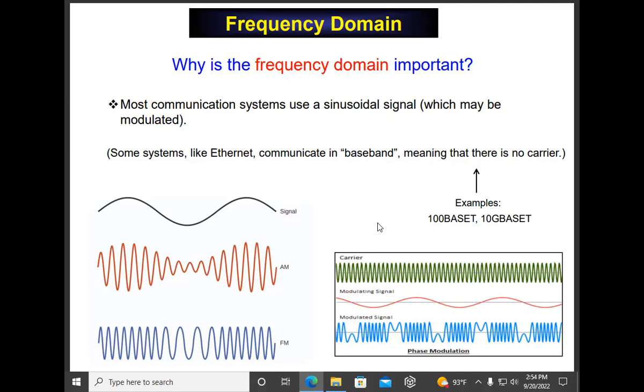meaning there's no carrier, like 100 Base-T or 10 Base-T. That's an example of Ethernet protocols where there's no carrier. But most communication systems are going to have a carrier. Now, certainly all wireless systems have a carrier, right? Because in a wireless system, you transmit out of an antenna, and the EM wave goes through free space and impinges on a receive antenna, like a cell phone antenna.